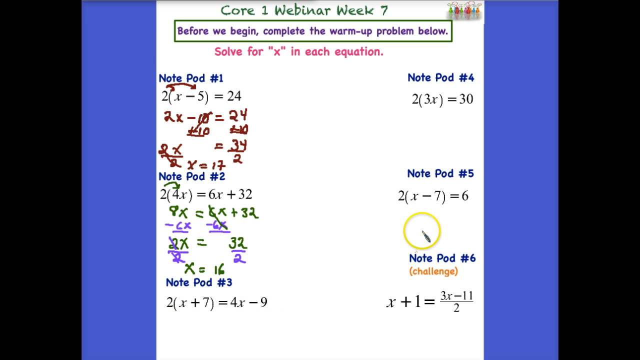Israel, you are student number 4, and you did distribute the 2 into the parentheses, kind of like with Cece's. So 2 times 3 is 6x, which you had, and then you have 6x equals 30. So you got that good. And then it looks like you were right on. You divided by 6 in order to isolate x. 6 divided by 6 is 1x, and 30 divided by 6 was 5. So good job. Very good.